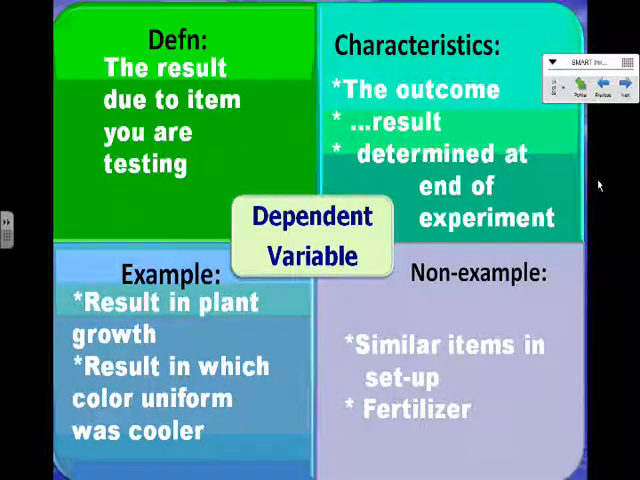Similar items in the setup are what? I hope you already know that they're constants. Something that is constant, it stays the same, it's the similar item throughout this experimental setup, and those can never be the dependent variables.